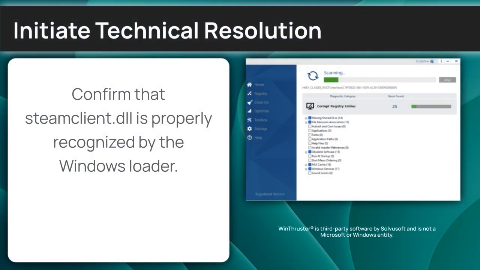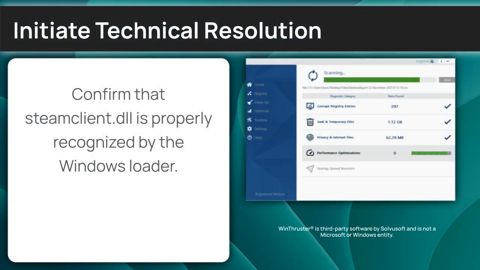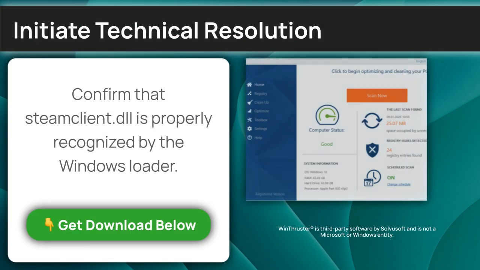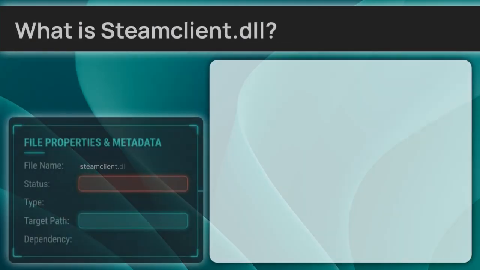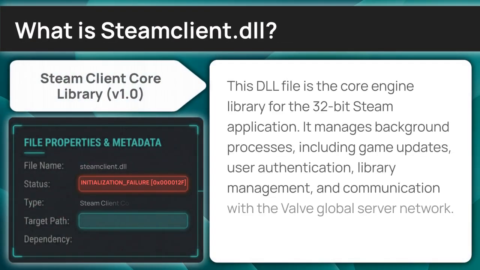To start fixing Steam Client manually, you can also consider the official maintenance toolkit for a more stable system state. This DLL file is the core engine library for the 32-bit Steam application. It manages background processes, including game updates, user authentication, library management, and communication with the Valve Global Server Network.